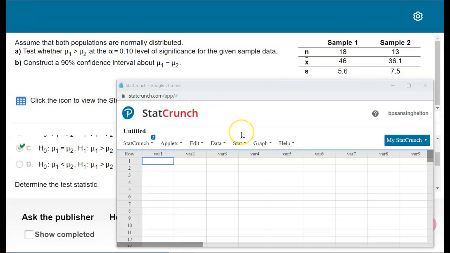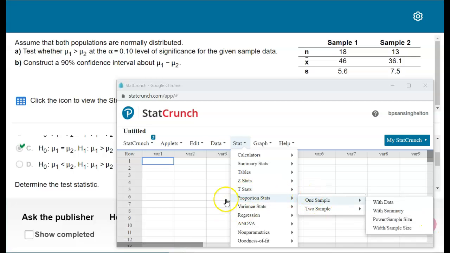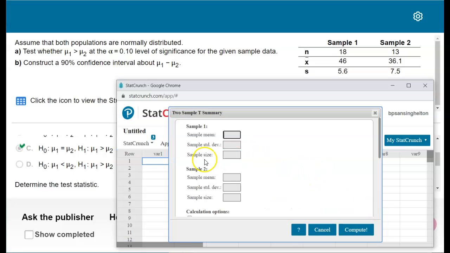Okay, so here's StatCrunch, and we're going to go ahead and do Stat, T Stats, 2 Samples, With Summary, because that's what they gave us. So the sample mean for the first one, that's our x bar, 46. Sample standard deviation is our s. Sample size is our n. Again, mean 36.1, s 7.5, and our n is 13.